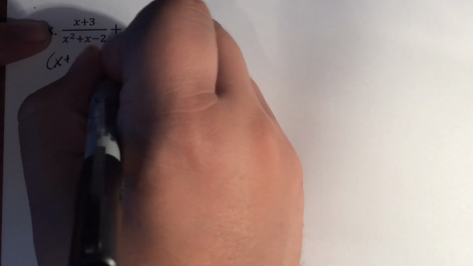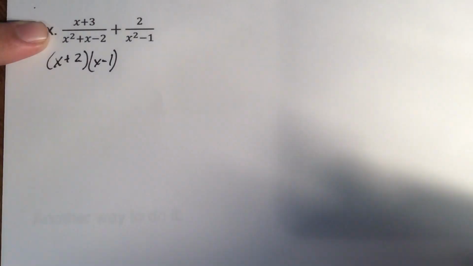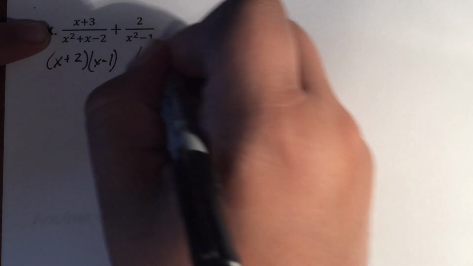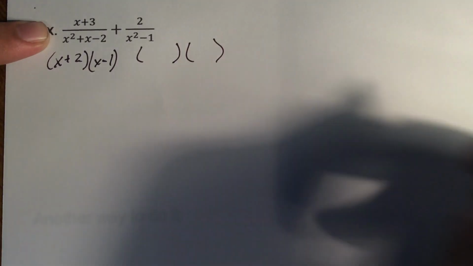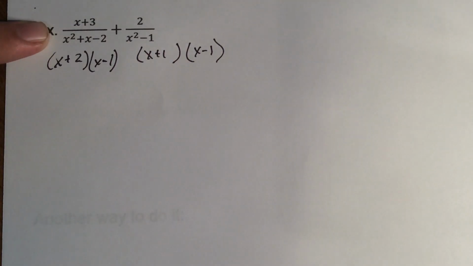So this first one here, we're going to factor the bottom. So this would go to x and x. It's a minus, so one's plus, one's minus. And so to get 2 here, we're going to have a plus 2 minus 1. Second one here, difference of squares. It's x plus 1, x minus 1.